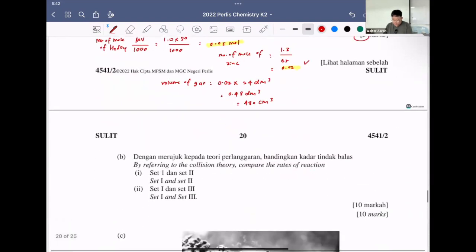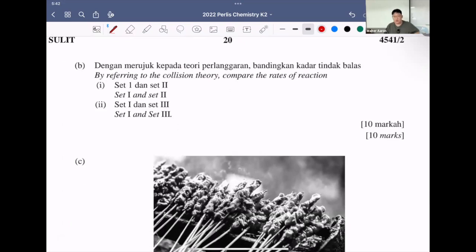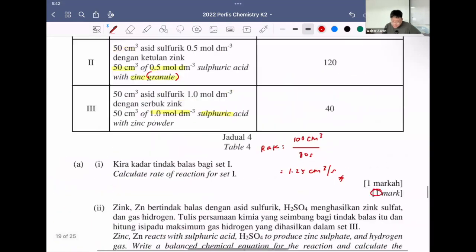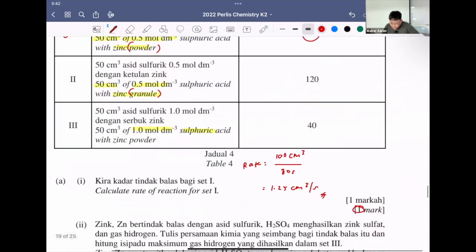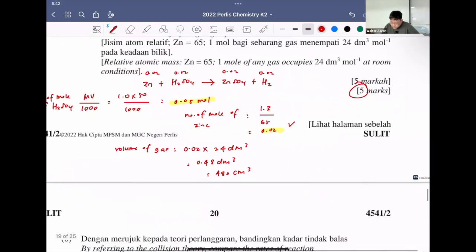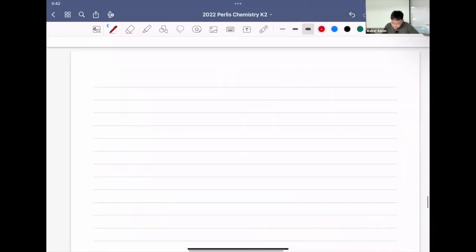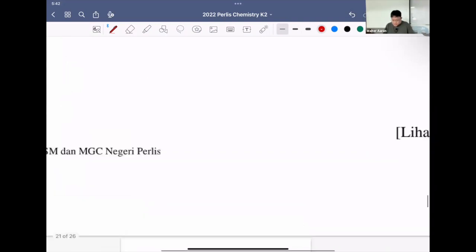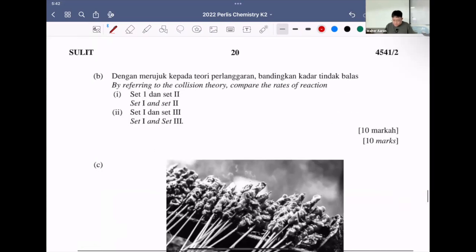By referring to the collision theory, compare the rate of reactions in set 1 and set 2 of the experiment. I think it's pretty simple as well. So between set 1 and set 2, what we're studying here is actually the size of the particles. Okay, one is powder, one is granules. Those sizes are being compared. So I think we will use a separate page for this because it's too long. So that's what we saw, right? In this case, what was it just now? They said that between set 1 and set 2, it's the surface area.